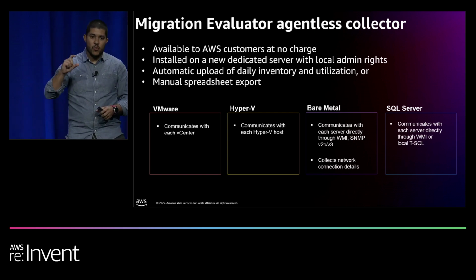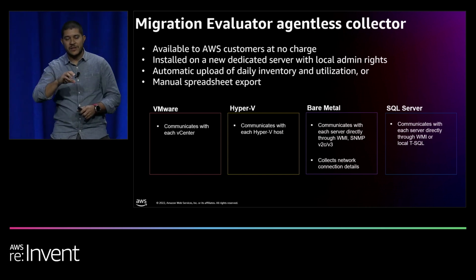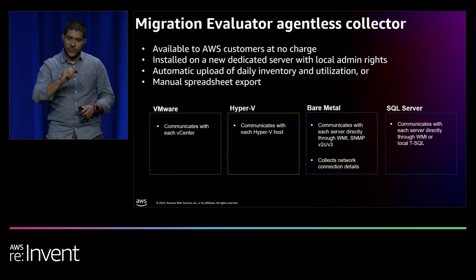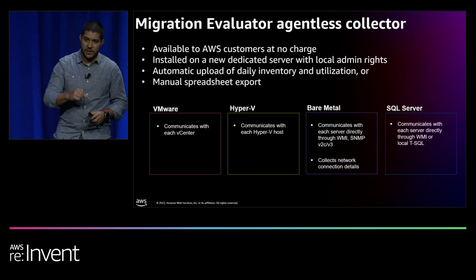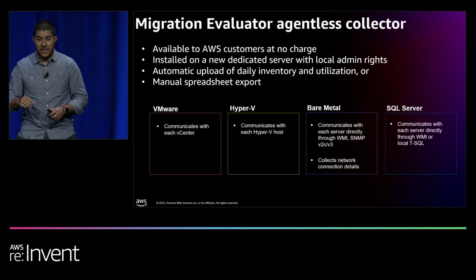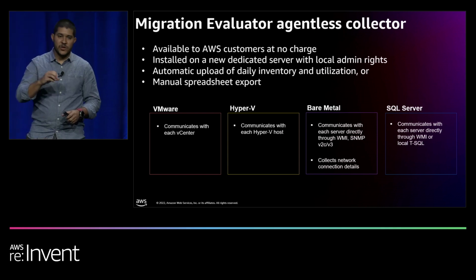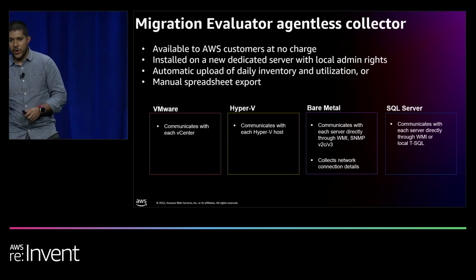We deploy only one server with the collector, and then the collector starts getting the information from VMware, connecting with the vCenter, Hyper-V, connecting from the Hyper-V hosts, and even bare metal. Bare metal servers, we can get data using WMI or SNMP protocols.